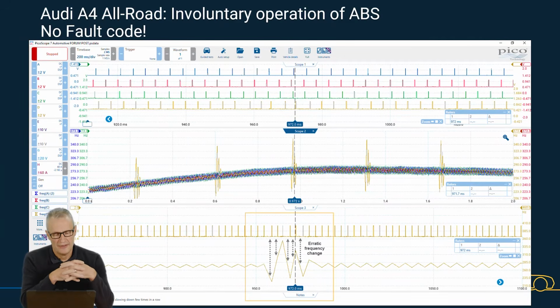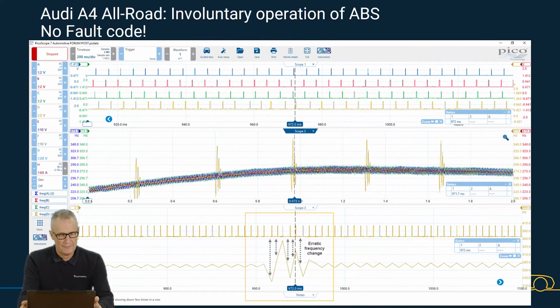Okay, moving on to ABS, one of four, I think, ABS case studies we've got here. This is the first one. This is an Audi A4 allroad, and this is involuntary operation of ABS with no fault codes. And this is quite a common pattern with ABS. You'll notice that when you come to a halt or driving at very low speeds, manoeuvring the vehicle, when applying the brake, all of a sudden there's a kickback from the pedal, sometimes accompanied with a pump operation underneath the bonnet.